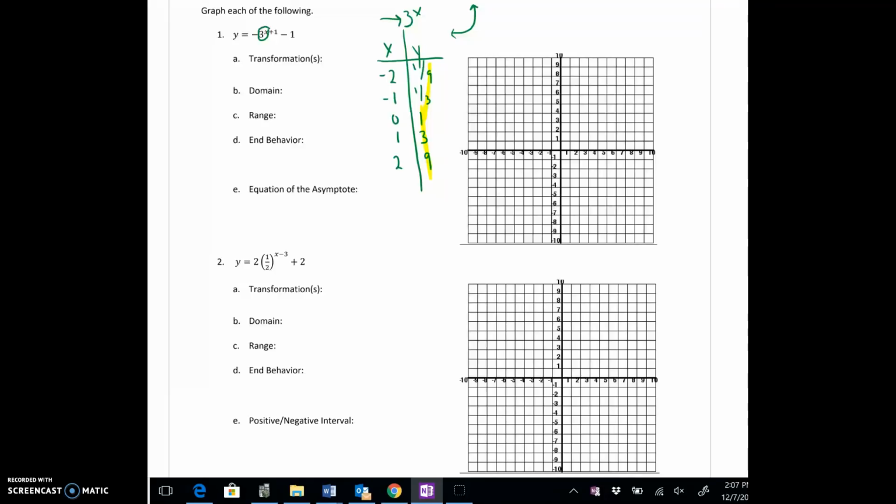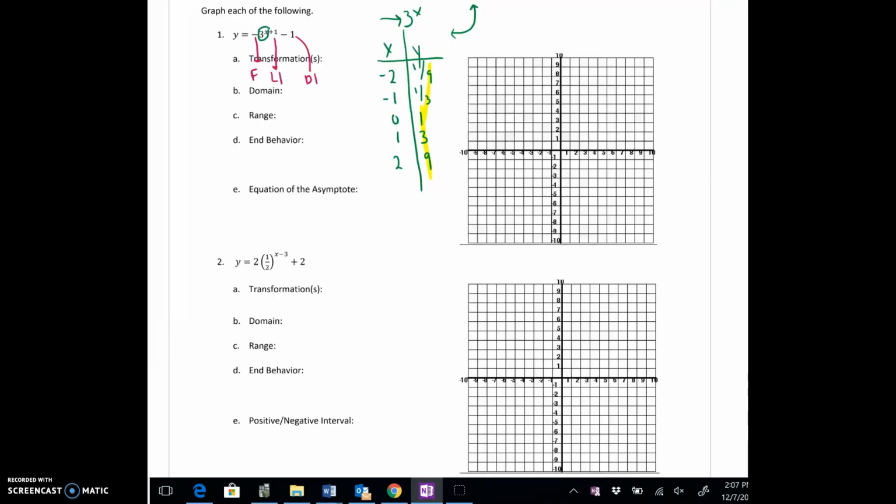So now let's talk about the transformations. So anything that's been added to 3 to the x power is a transformation. So the negative is going to make it flip. This is my h. I'll take the opposite, so I should be seeing -1, and that's going to make it go left 1. And this is a minus. This will make it go down 1.